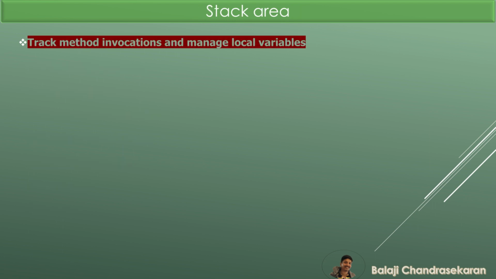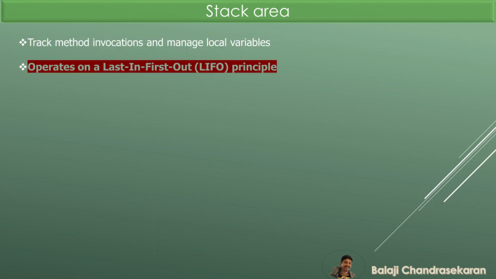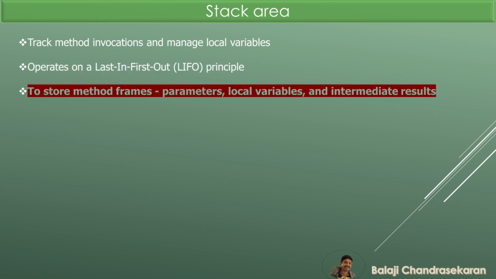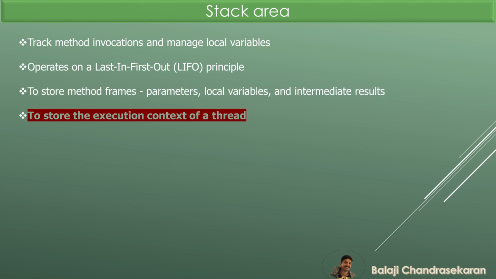Each thread in a Java program has its own stack, which is used for tracking method invocations and managing local variables. The stack operates on a last-in first-out, LIFO, principle. The stack memory is used to store method frames, which contain information about method parameters, local variables, and intermediate results. The stack is a memory area used to store the execution context of a thread. Each thread has its own stack, which contains information such as the current method call, local variables, and the address of the instruction currently being executed.